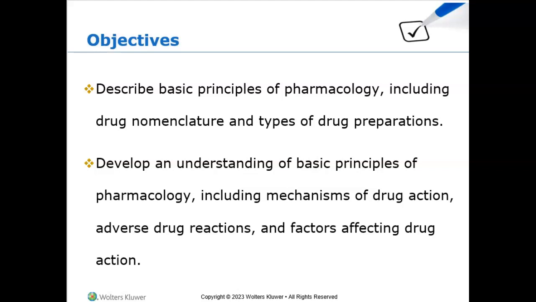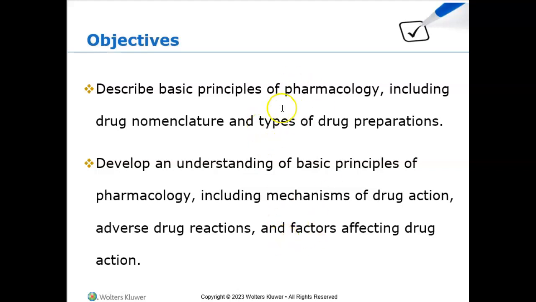There are the objectives for this particular PowerPoint, so familiarize yourself with that. You want to know the basic principles of pharmacology and drug nomenclature, so how a drug gets its name and the different types of drugs that are available out there.